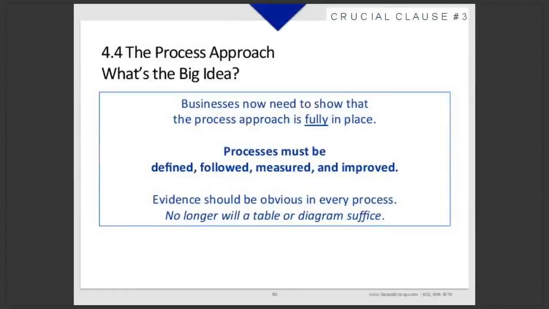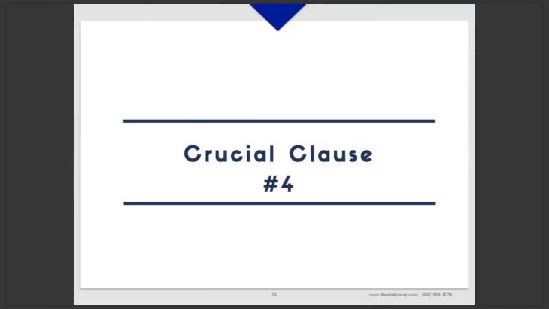So 4.4, the process approach, the big idea: the business now needs to show that the process approach is fully in place. All your processes need to be defined, followed, measured, and improved. In some cases, people used to have just a table like, oh yeah, we do plan, do, check, act. Or yeah, we've got all these processes, and here's a table that shows how all the clauses of ISO 9001 relate to them. That clause matrix is still a good thing to have, but where some companies were able to get away with it with their auditors in the past, that was how they showed they used the process approach, that's not enough anymore.